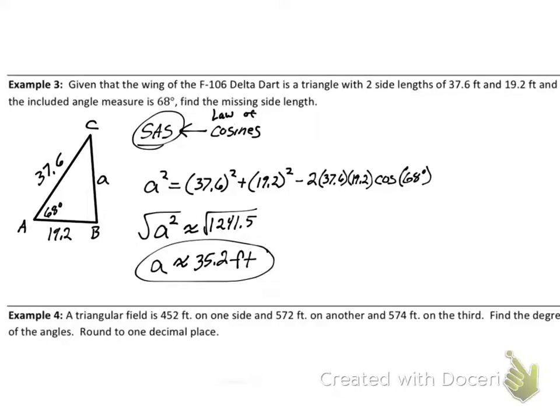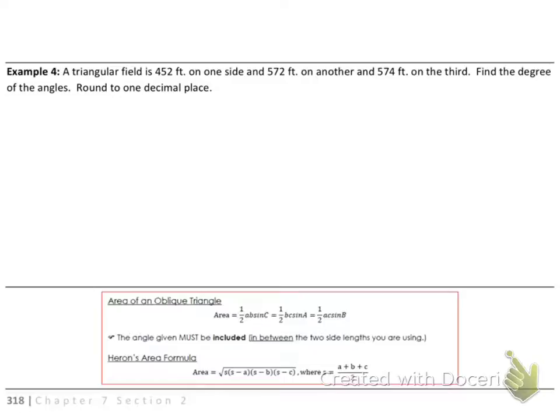The toughest problem we have for the law of cosines is if I give you just 3 sides. If I just give you side, side, side, it's the toughest one to actually solve, because we have to find 2 angles.